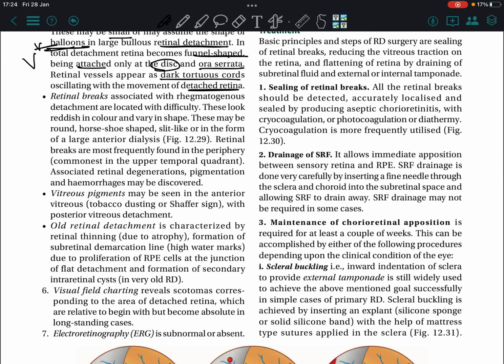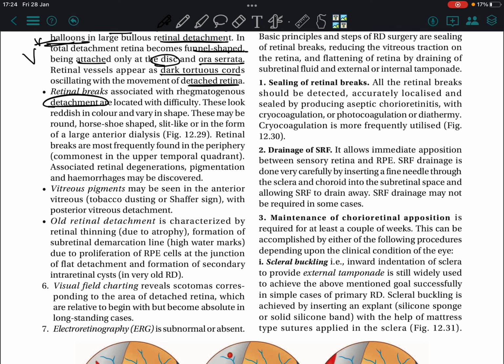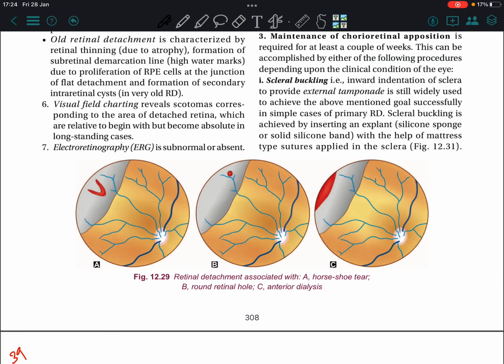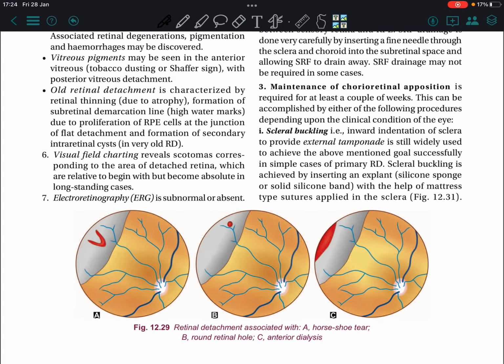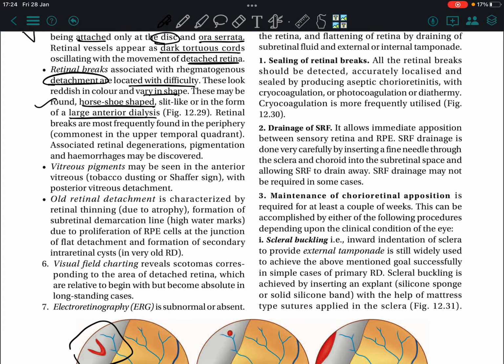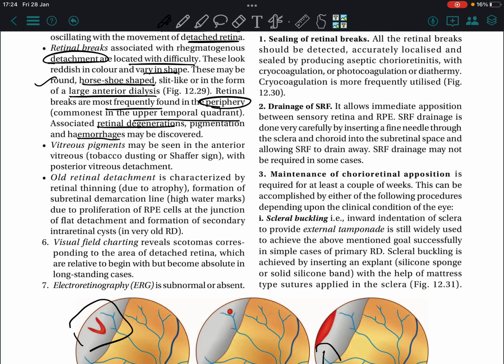Retinal breaks associated with rhegmatogenous detachments are located with difficulty. These look reddish in color and vary in shape. They may be round, horseshoe shaped, slit like, or in the form of a large anterior dialysis. Horseshoe tear, round retinal hole, anterior dialysis. Retinal breaks are most frequently found in the periphery, commonly in the upper temporal quadrant. Associated with retinal degeneration, pigmentation and hemorrhages may be discovered.